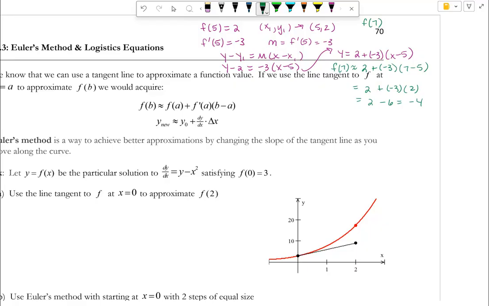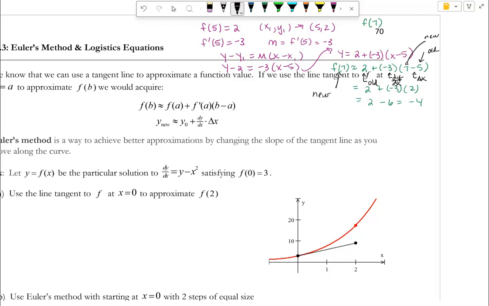If we think about what we just did, we were looking for a new y value, a new output for our function. We started with our old, known y value, and then we multiplied our slope, dy dx, which we could just think of as f prime of x, by our change in x between our old x value and our new x value. 7 minus 5 is really our delta x.